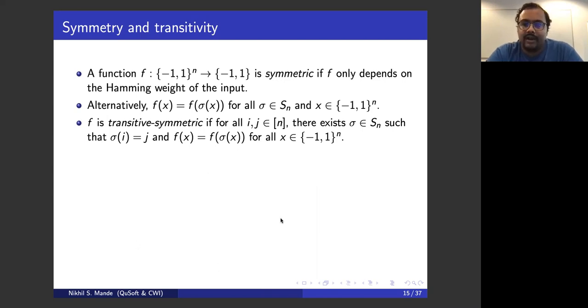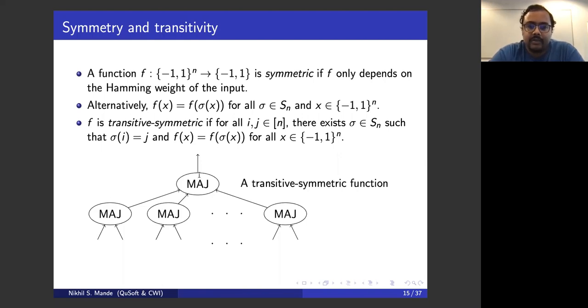I'm going to show you a figure after this. But what this says is, a function is transitive symmetric if for all indices i and j, there is a permutation that maps i to j and such that the function value is unchanged for all inputs under this permutation. So let's look at an example. Majority by itself is the function where you output -1 if the number of -1s in the input is greater than the number of 1s.